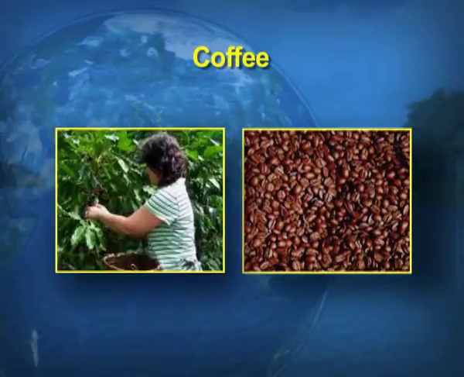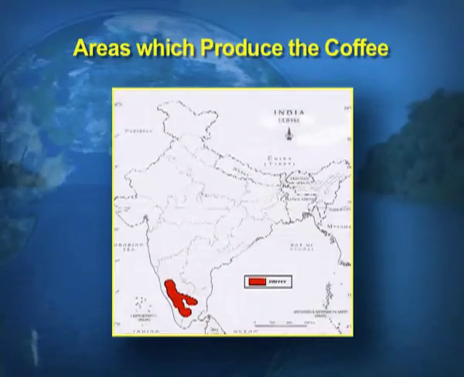On the visuals, you can see the coffee beans and the coffee plants, and this map shows the areas which produce coffee. The largest and main producers are Karnataka and Tamil Nadu, followed by a few of the northeastern states and the eastern coastal states.